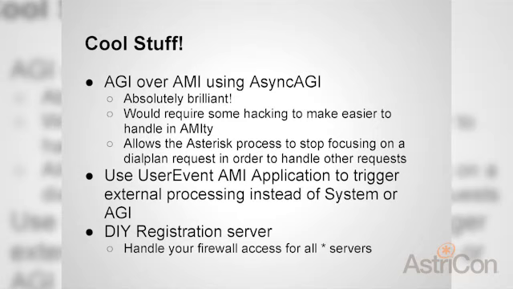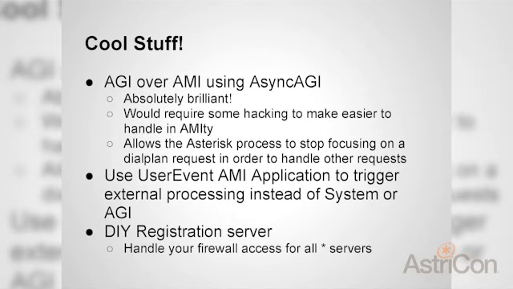Yeah, we're doing okay. So here's some cool stuff that I've noticed that you can do, I don't know if you guys have played with. Has anybody played with Async AGI? All right, so it's absolutely brilliant. I really appreciate it a lot. It would require a little bit of hacking to get into Amity. It's not too big of a thing, though. It allows the Asterisk process itself to stop focusing on a specific dial plan route and start focusing on other things. And that's really important when you have a huge call load. So instead of relying on an AGI that takes a little while to respond and potentially causing problems elsewhere, I really recommend using this.